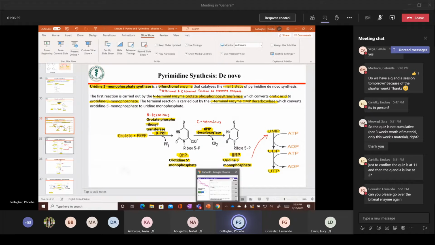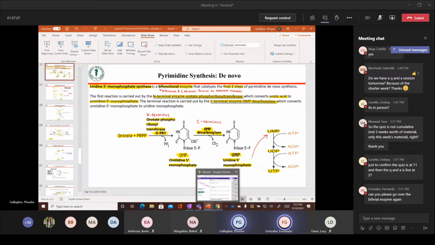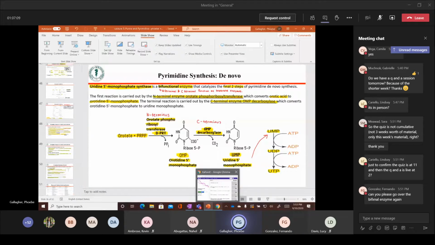do the first step to make OMP. Then the C-terminus of that exact same uridine 5-monophosphate synthase is known as OMP decarboxylase, so it's going to make UMP. So the same enzyme has two parts of it that are working to make this step and then this step. Does that answer your question? Yeah, thank you. Sorry, it was just confusing. Yeah, no worries. It's totally confusing when you're first going over it.